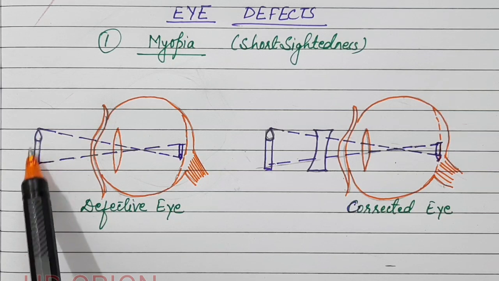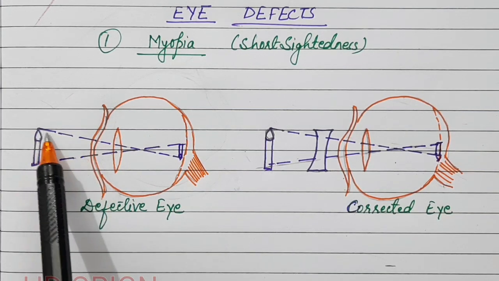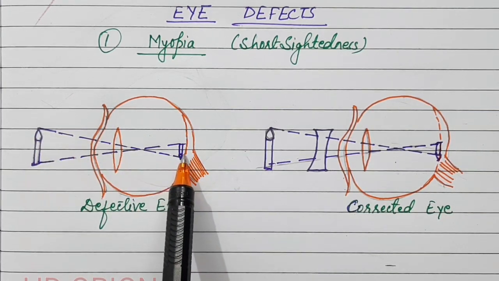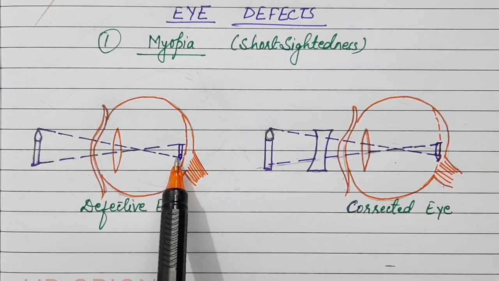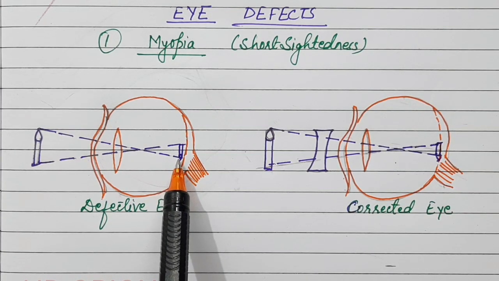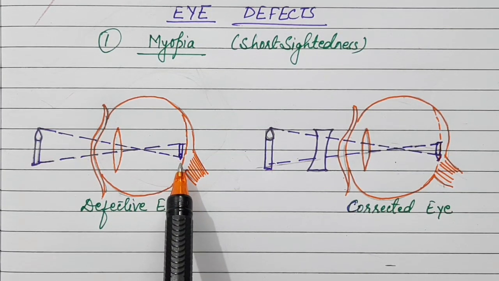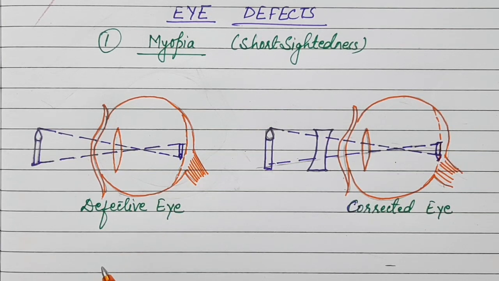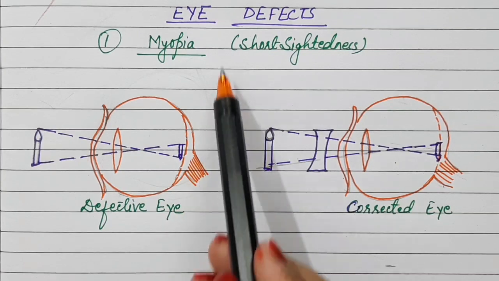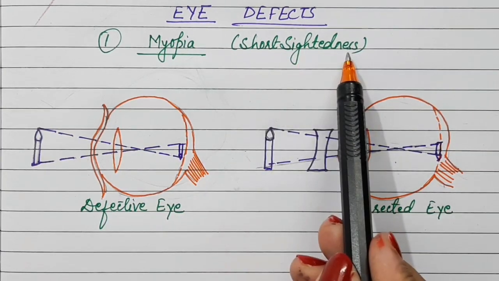If this is the candle, the object, and the light falls from the object, the image is formed in front of the retina, and therefore a person has blurred vision of all those things which are present at a far distance. So a person is only able to see things which are nearby. So it is called short-sightedness.